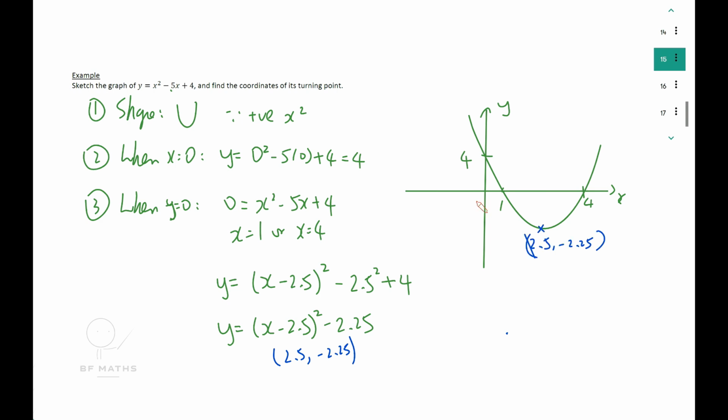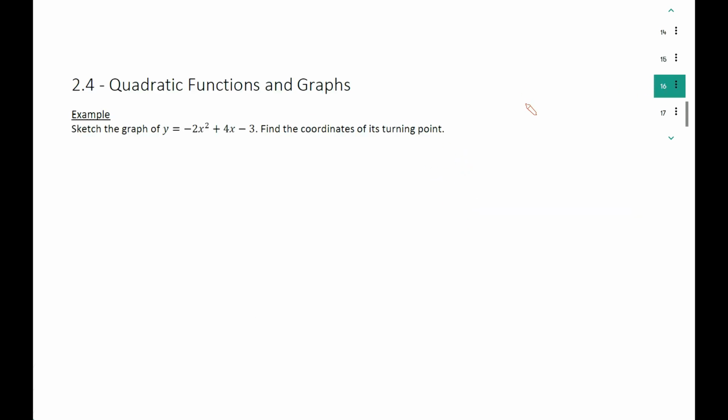Because if you look at this, 2.5 is between 1 and 4, negative is on the negative y-axis. Yeah, perfect. All right, if you're happy with this, let's do one more example.